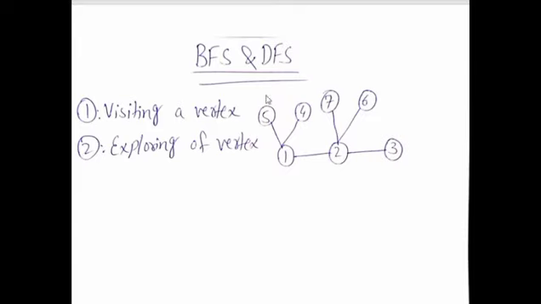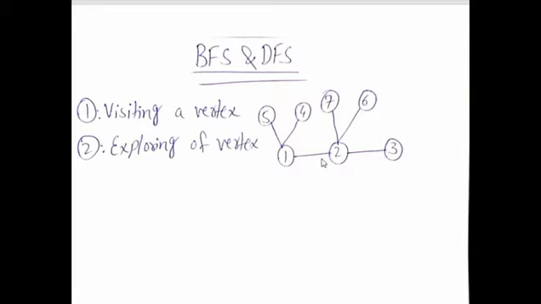So what does it mean by visiting a vertex? Like approaching a vertex, that we have visited the vertex 1. This is visiting a vertex. Exploring of a vertex means that once we have visited the vertex 1, then we have to explore all the adjacent vertices to the visited vertex. This means exploring of a vertex. So in order to understand both breadth first search and depth first search, you must be familiar with these two things, visiting of a vertex and exploring of a vertex.